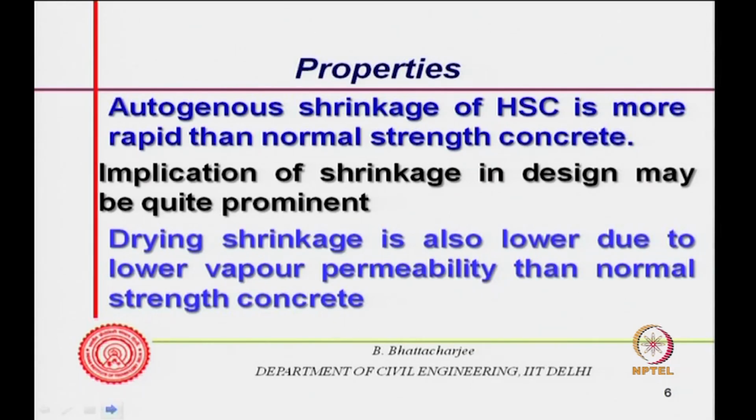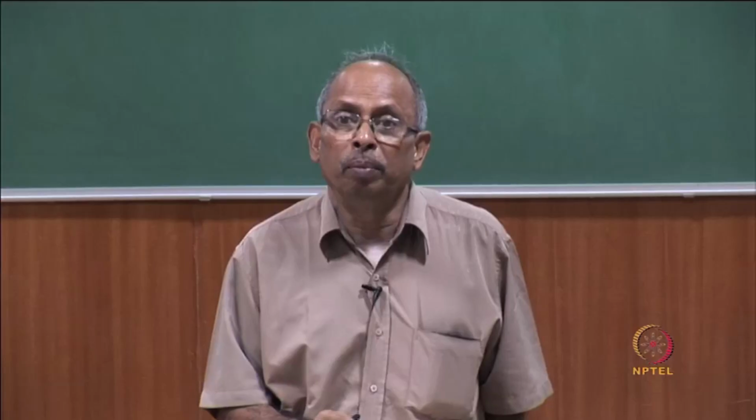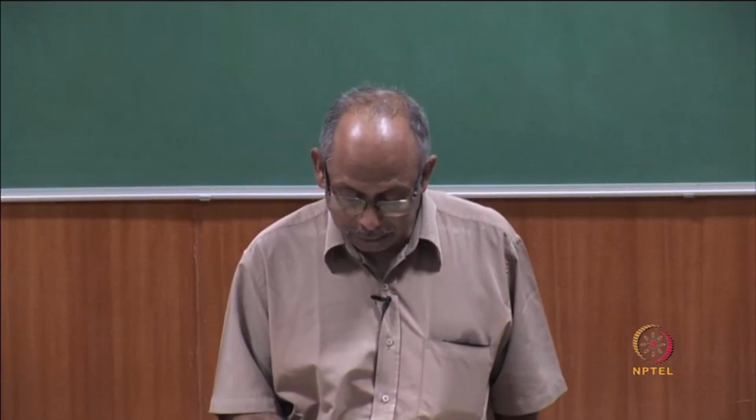So this is important, but drying shrinkage is lower, as we have already said. This is because of lower vapor permeability than normal strength concrete. So drying shrinkage is lower, autogenous shrinkage is higher, because no water can get out of it. Therefore, drying shrinkage is generally lower due to low vapor permeability, but autogenous shrinkage is higher.